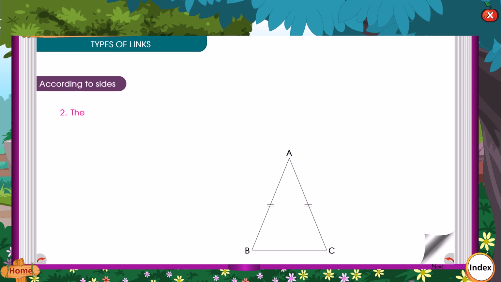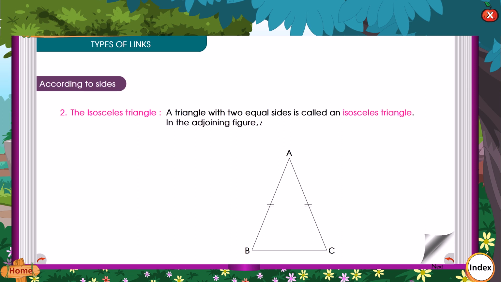2. The isosceles triangle. A triangle with two equal sides is called an isosceles triangle. In the adjoining figure, triangle ABC is an isosceles triangle because two of the sides are equal. AB is equal to BC.